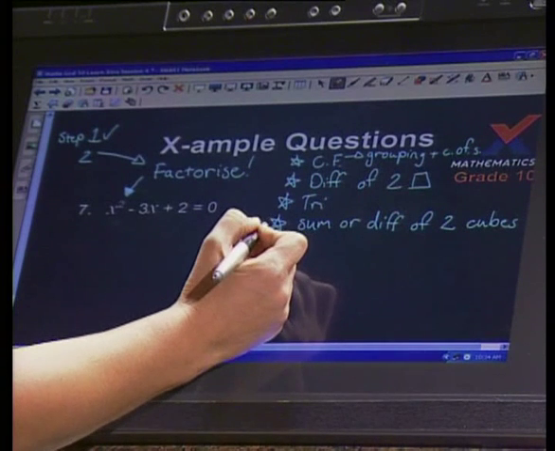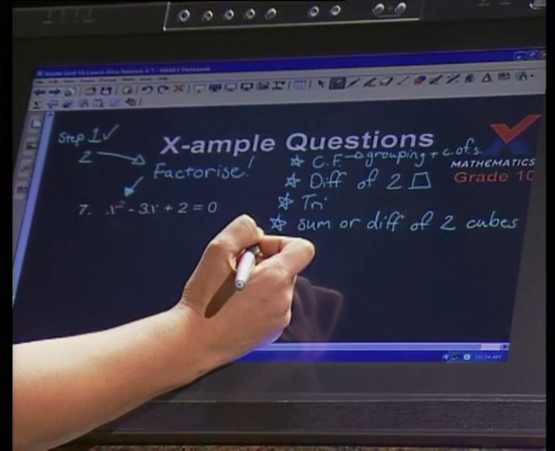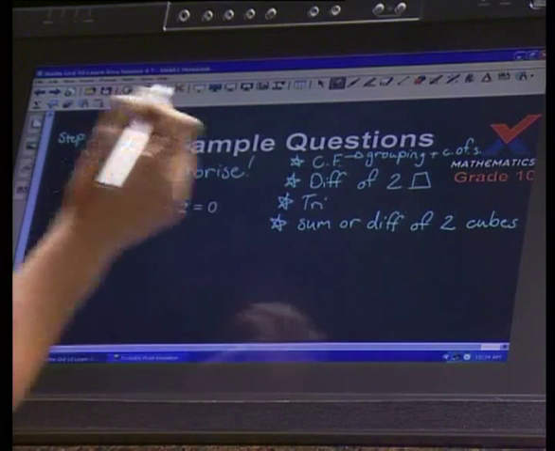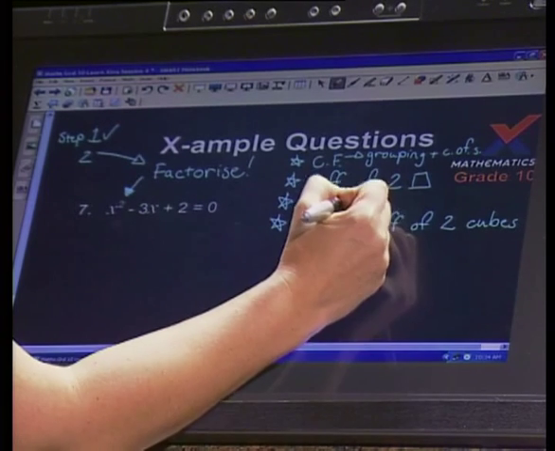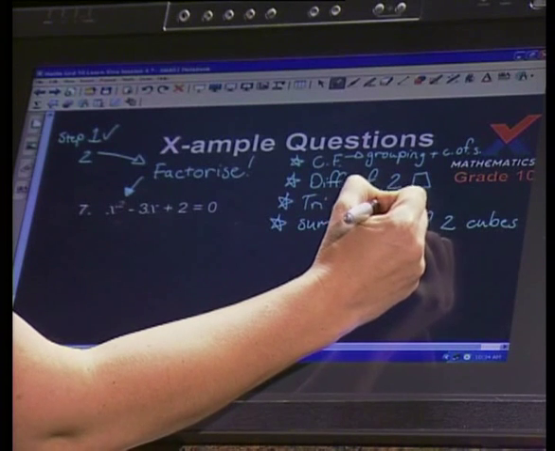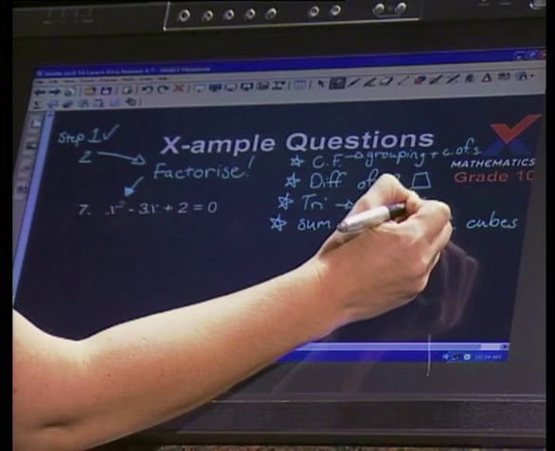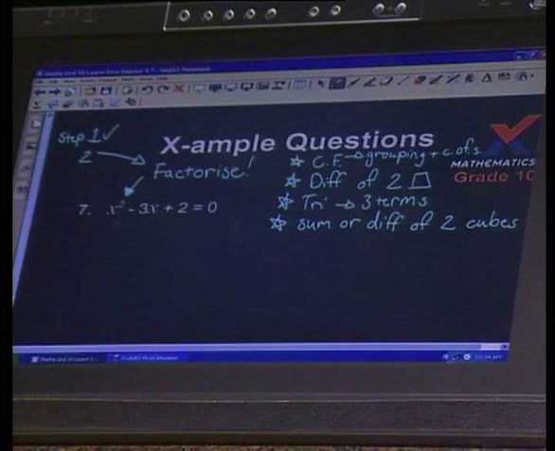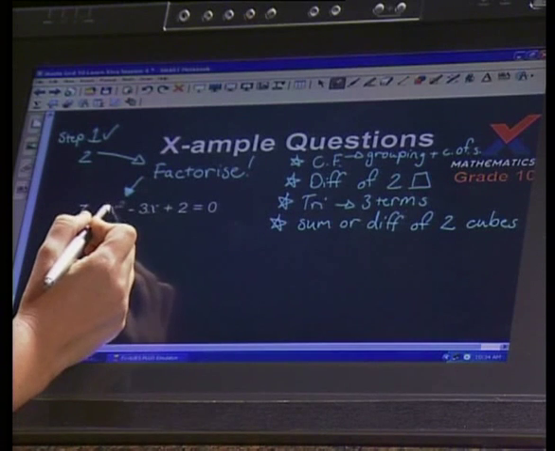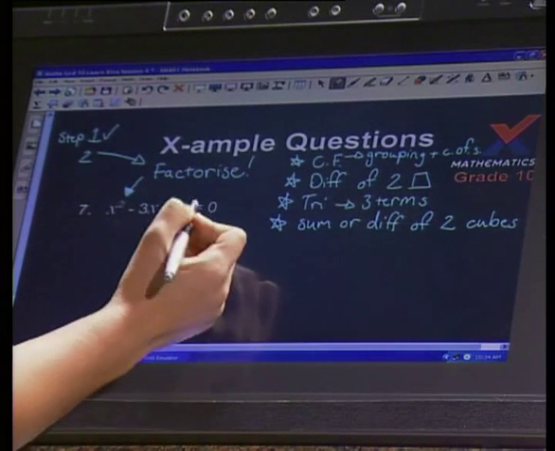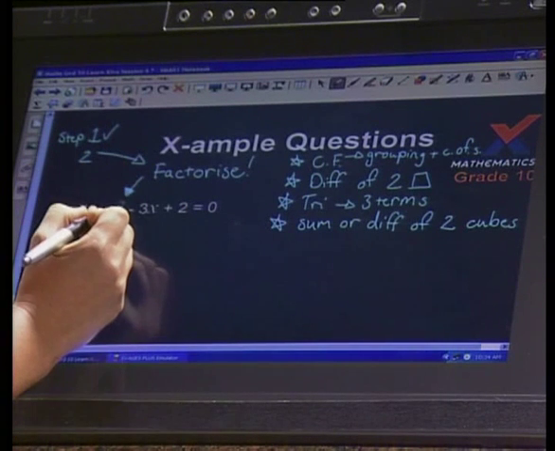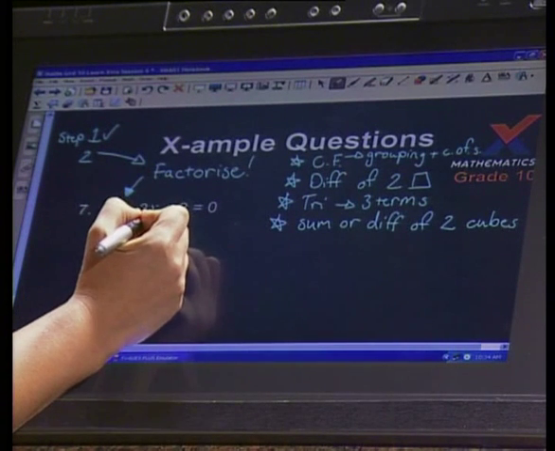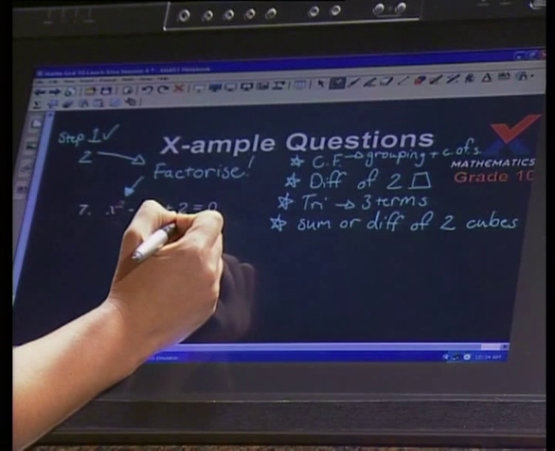The third one, and most of you would have realized it's a trinomial immediately, is what it is. How do we recognize a trinomial? It has 3 terms. Once it has been simplified, it has 3 terms. In other words, once you've added all the x squareds together, all of the x's and all of the numbers together, you're left with just 3 terms. One of them being a variable that's squared, one of them being a variable, and the other one being a number.